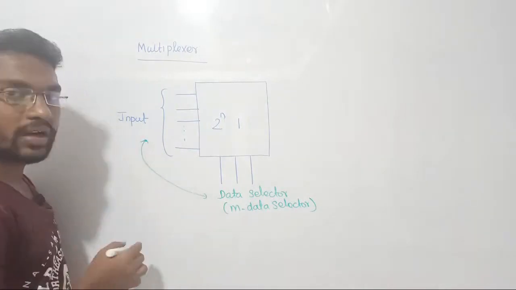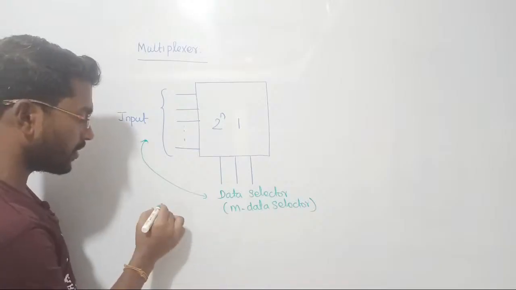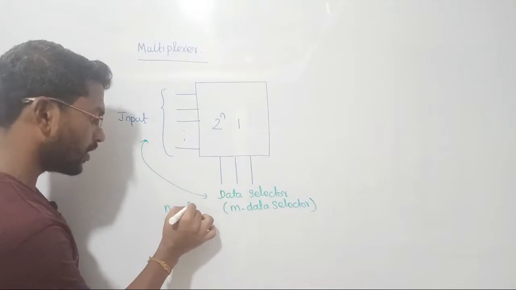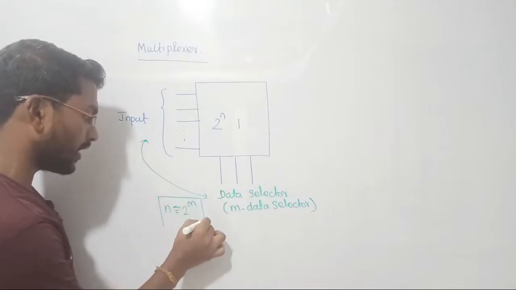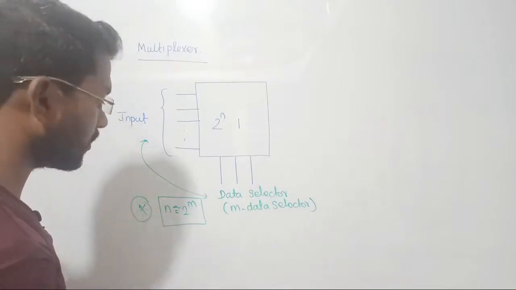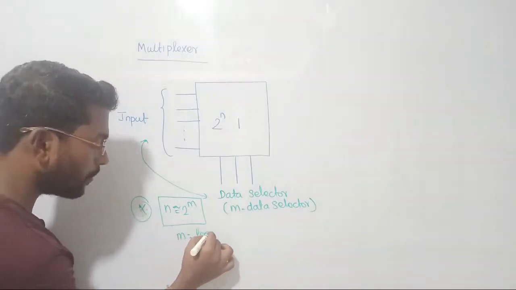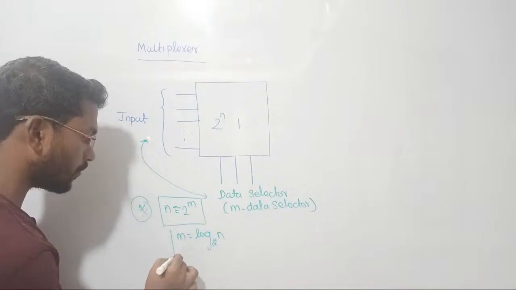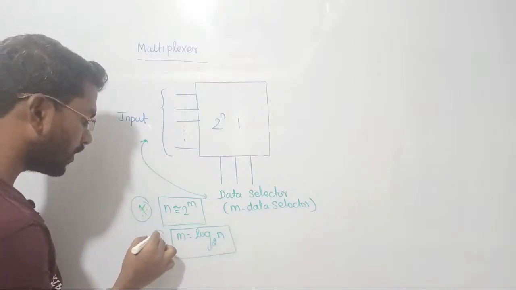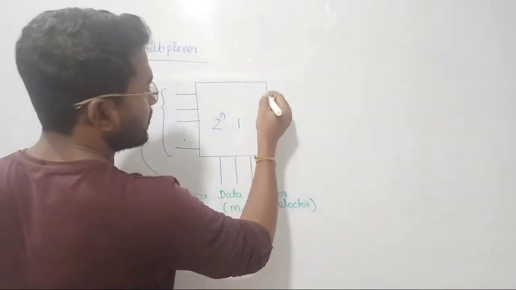The approximate relation is n equal to 2 power m, the relation between input lines and data selector lines. From this, if you want to know the value of m, we can say log base 2 n will give you the number of data selector lines. If n is given, we can easily find the approximate number of data selector lines required to perform the multiplexer operation. Anyway, let's continue our journey.